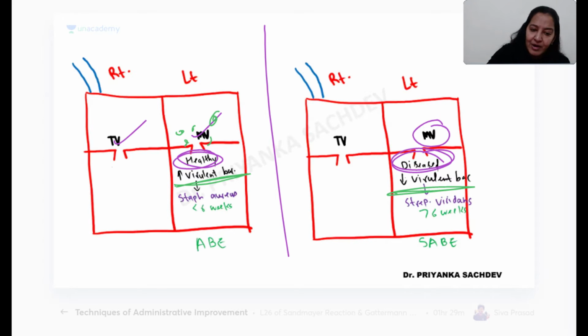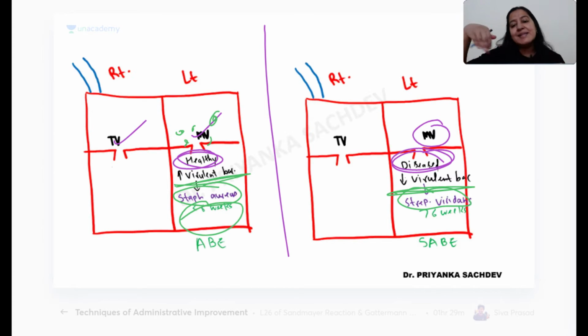In the first case, highly virulent bacteria is like Staph aureus. Staph aureus is a highly virulent bacteria. In the second situation, Streptococcus viridans is a less virulent bacteria. And in the first case, because bacteria is highly virulent, it will take less time to damage the wall. So less than 6 weeks are required. In the second case, because bacteria is less virulent, bacteria will take more time to damage. So it is more than 6 weeks.